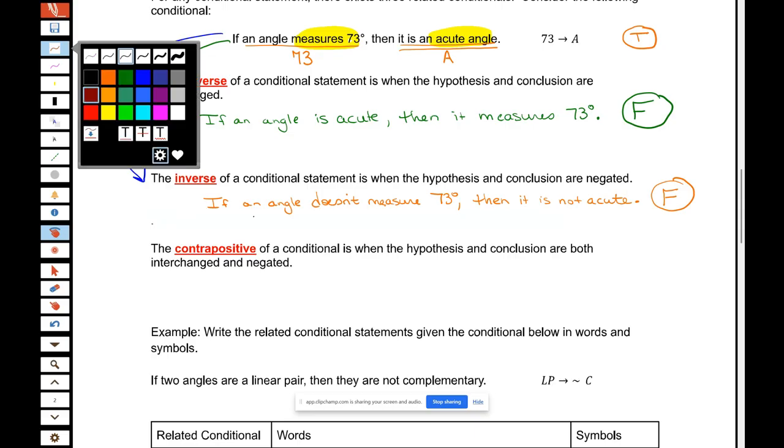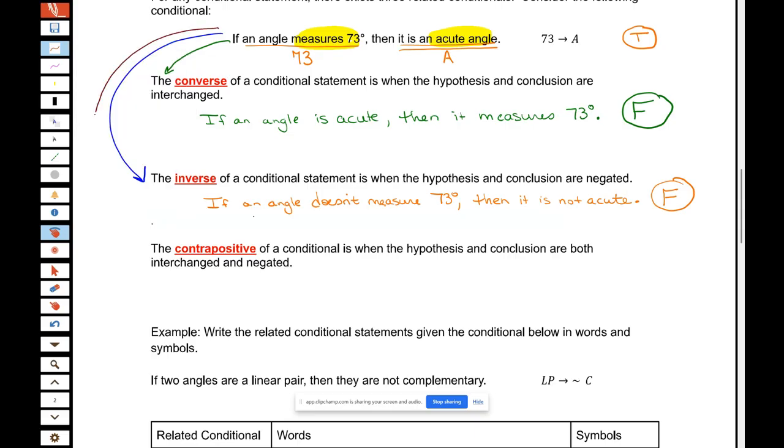And then last but not least, we are going to talk about the contrapositive. That is when the hypothesis and conclusion are switched and negated at the same time. So you're doing the inverse and the converse at the same time. So I'm going to take the original sentence and I'm going to start with this. If it is not an acute angle, then it does not measure 73.